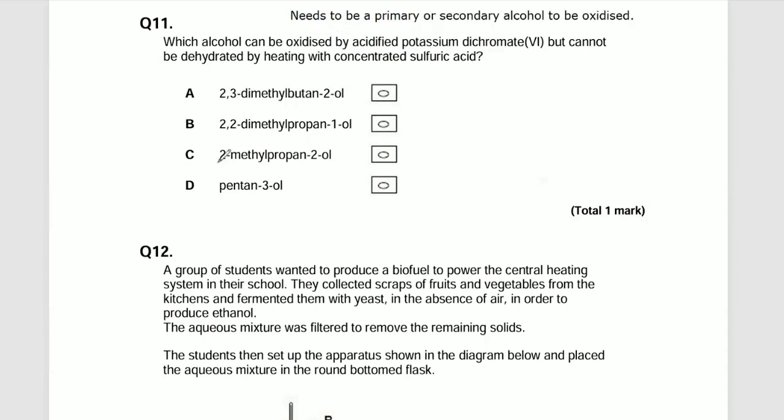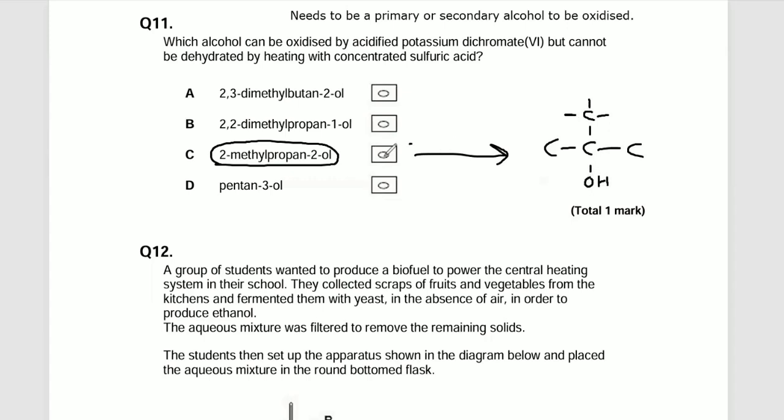So let's find the tertiary alcohol, and C is a tertiary alcohol. 2-methyl-propan-2-ol. It means the hydroxyl group has a methyl group coming off of the same carbon, like here, methyl hydroxyl. There's no hydrogens on the adjacent carbon. It cannot be oxidized because it's a tertiary alcohol. So we definitely know that's wrong.